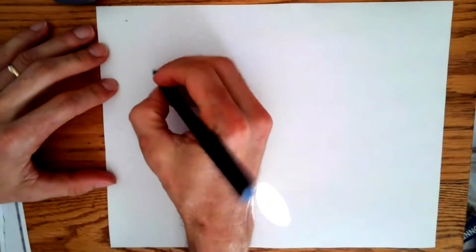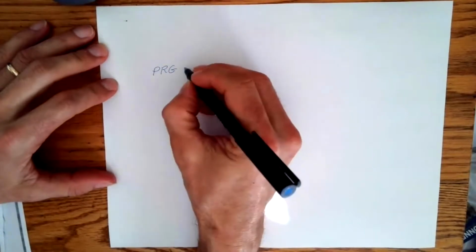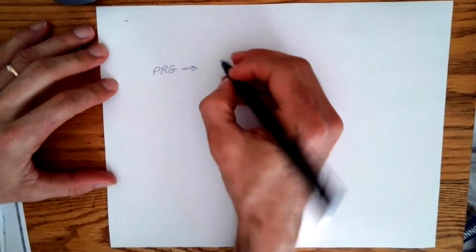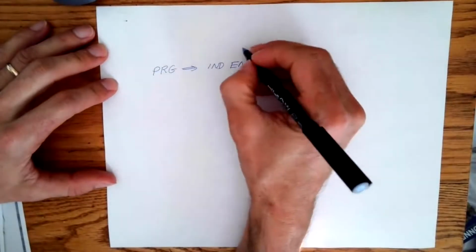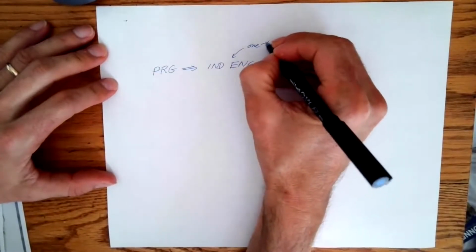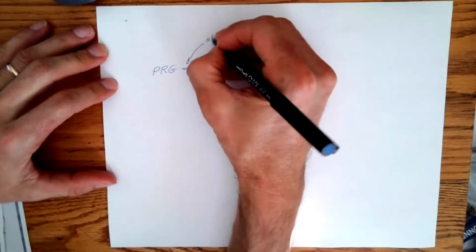So you know what a PRG is, a pseudorandom generator, and you know that it implies indistinguishable encryption. That was a one-time encryption. And what was the construction? Stream cipher.